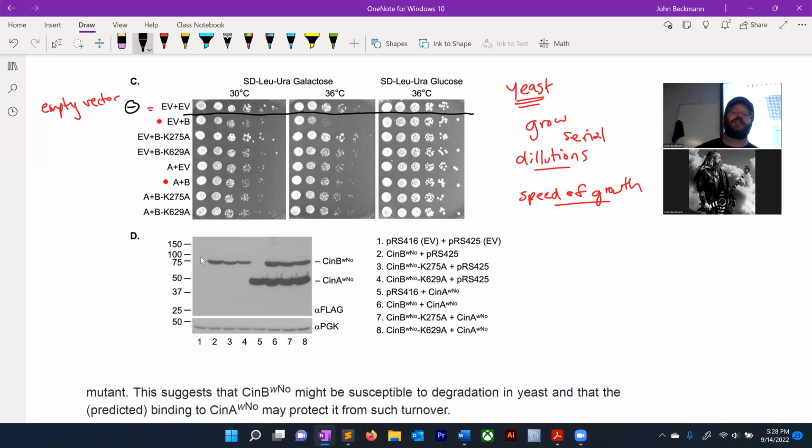And remember that they're studying toxicity here. So if it's toxic, you should see a reduction in growth. Okay. Other things I need to define. Why is some of this galactose and some of this glucose? Did anybody catch that?